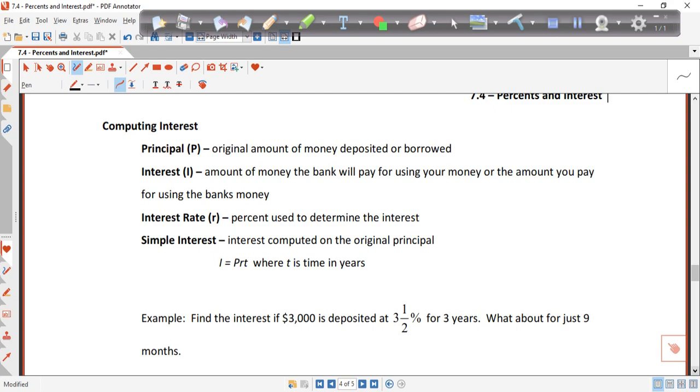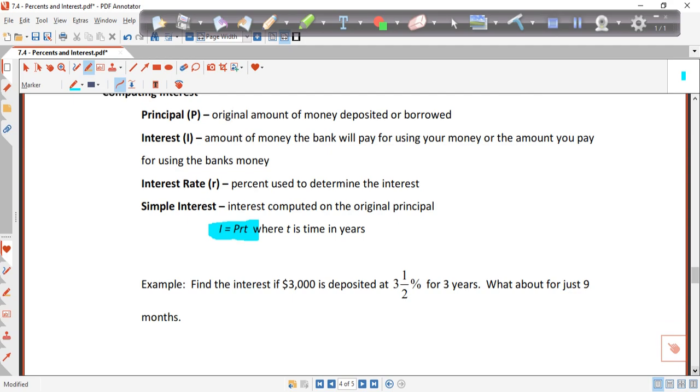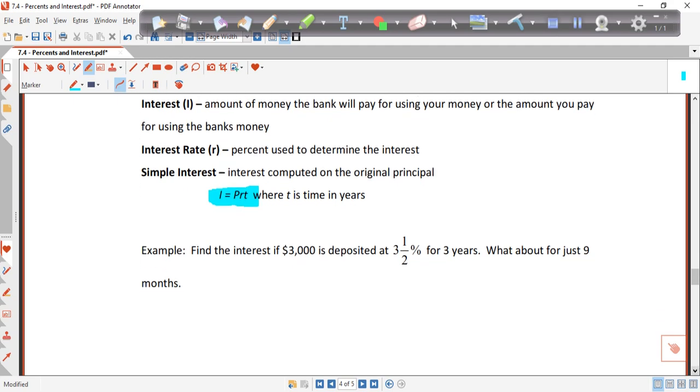Computing interest. So principal P is the original amount of money deposited or borrowed. Interest is I. It's the amount of money the bank will pay for using your money, or the amount you paid using the bank's money. Interest rate, R, is the percent used to determine the interest. And then simple interest is interest computed on the original principal. So I equals PRT, where time is in years. So interest equals principal times rate times time. Now, these formulas for the rest of this section will be given to you. You just need to know which one to use.